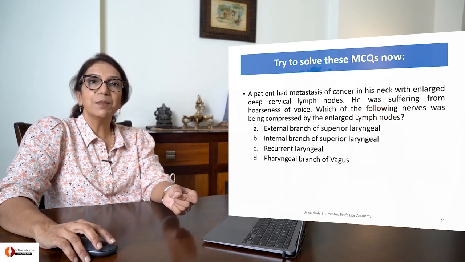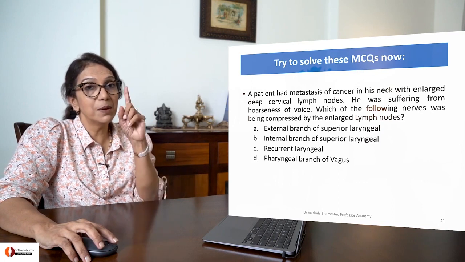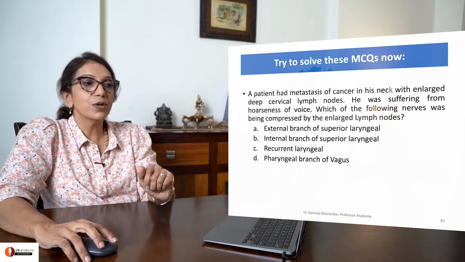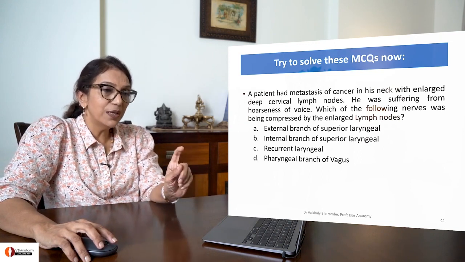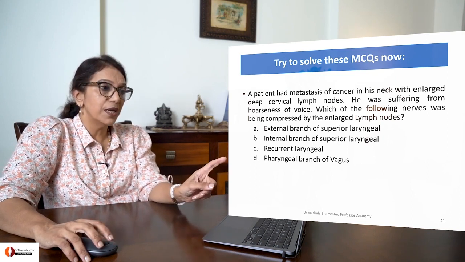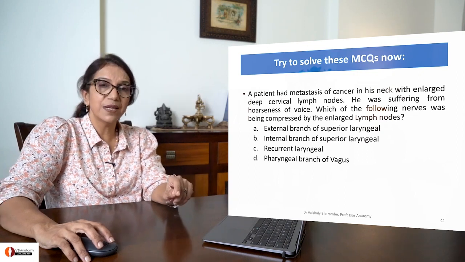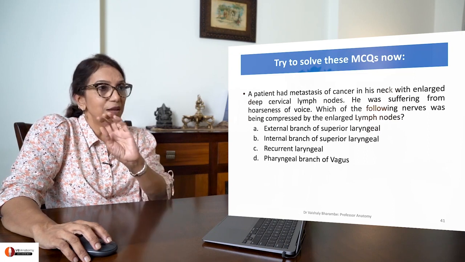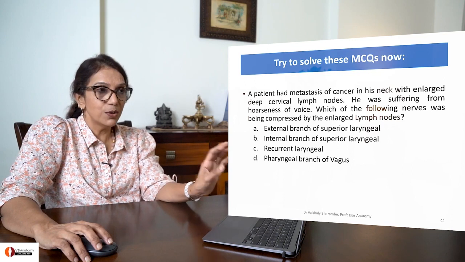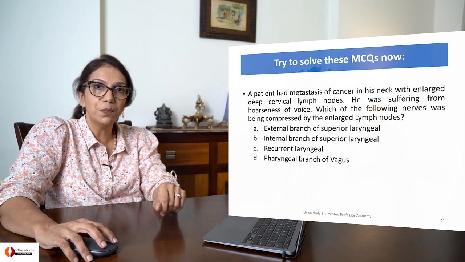A patient has come with metastasis of cancer in his neck with enlarged deep cervical lymph nodes. Remember deep cervical lymph nodes? I showed you an image recently. He is suffering from hoarseness of voice. Which of the following nerves is getting compressed by the lymph nodes? External branch of superior laryngeal, internal branch of superior laryngeal, recurrent laryngeal and pharyngeal branch of vagus. Just remember students, whenever they say hoarseness of voice, it's always recurrent laryngeal. Hoarseness, recurrent laryngeal. Just fix that combination in your brain.